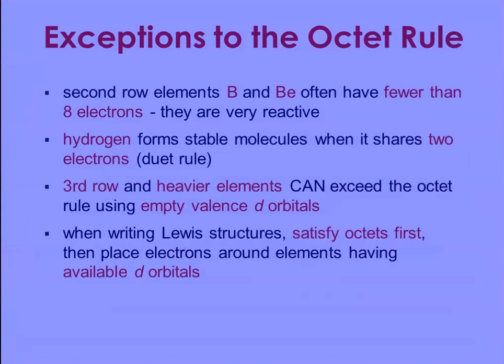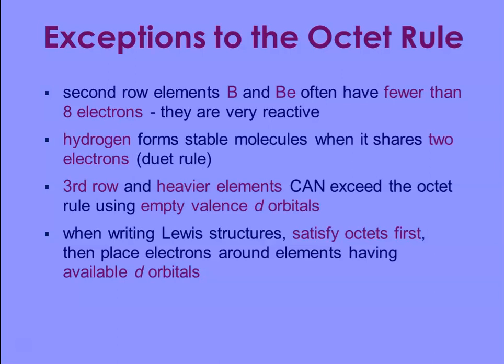I said we'd come back to the exceptions, and we're going to get there right now. There are elements in the second row of the table. They're super small, and they are fairly stable without having a full set of valence electrons. Boron's the one we commonly run into. Boron is quite happy with 6 valence electrons.